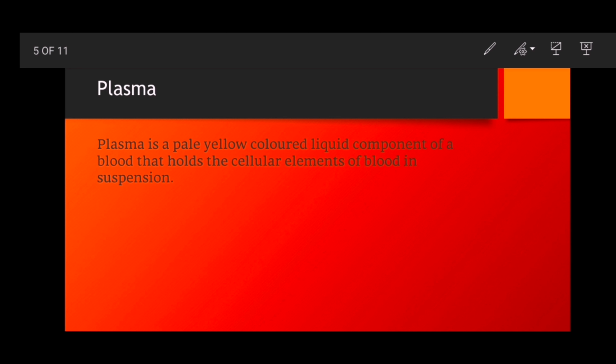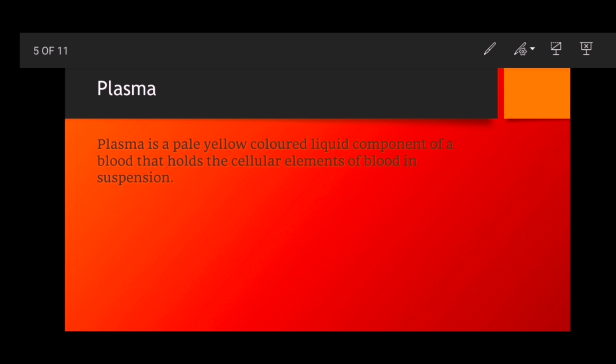Plasma is a pale yellow colored liquid component of blood that holds the cellular elements of blood in suspension. So, if we will now centrifuge the violet tube, we will get the plasma. It's the yellow colored liquid at the top of the tube.